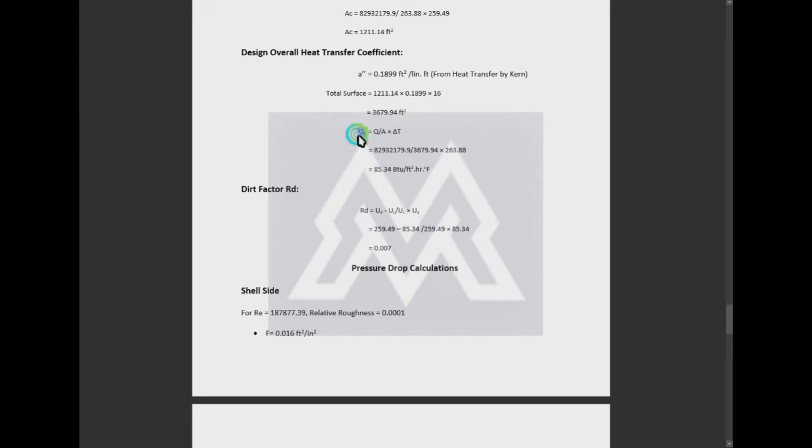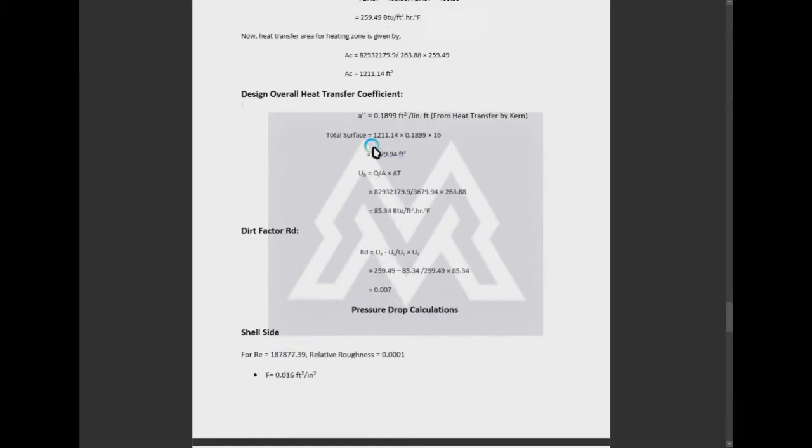Now UD will change because the area has changed. Before, we used the heat transfer area; now we have used the total surface area, which is quite larger. So the value of UD is always far lower than the value of UC.